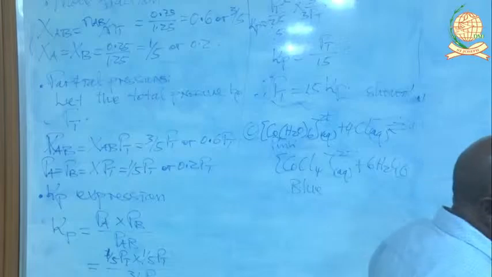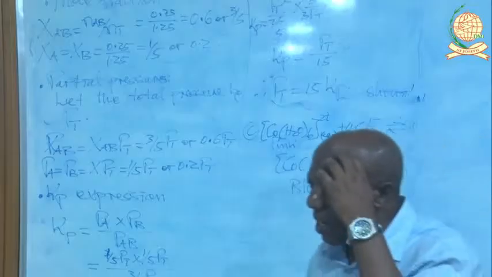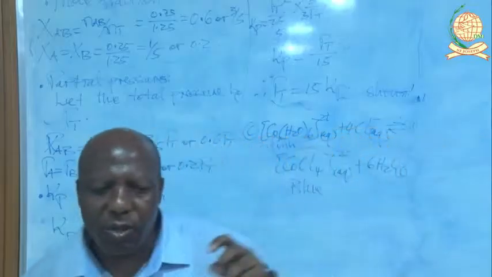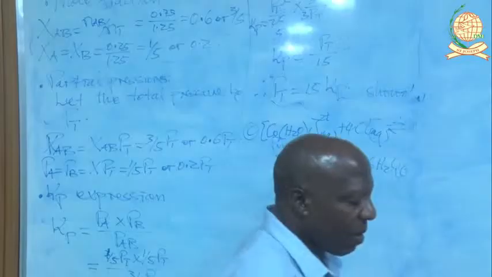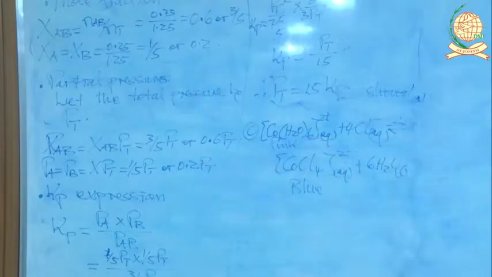So the equilibrium system is dynamic. It is never stationary. That is why once you introduce any external factor, according to Le Chatelier's principle, it changes its position to show that it is not stationary. Now, question number 1.